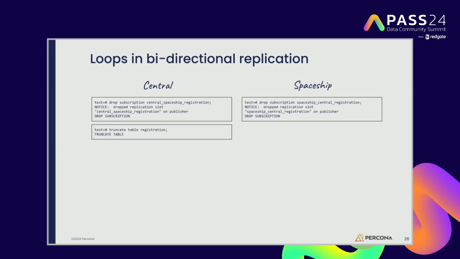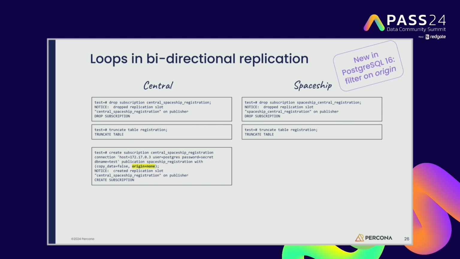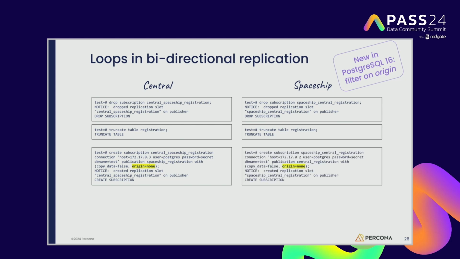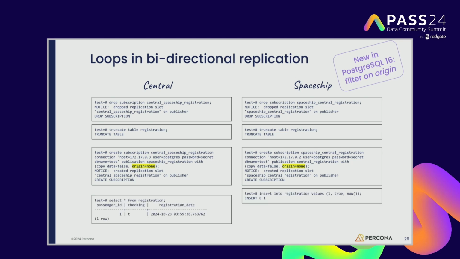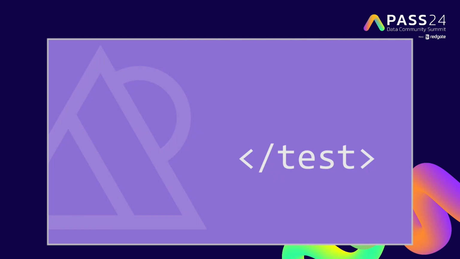So let's start again. Drop these two subscriptions. And let's do it again with something that is new to PostgreSQL, which is another value for origin, which is none, right? So that's why we say bidirectional replication was made possible with changes that were done in PostgreSQL, because now besides any, we have none. And when we do that, we do an insert on the spaceship, it gets to the central, but it doesn't come back and doesn't do that loop. Why is that? Because when I set origin to none, I am saying I only replicate events that are not coming from me, right? So how can we visualize that? That's part of the next text. Just keep that in mind.